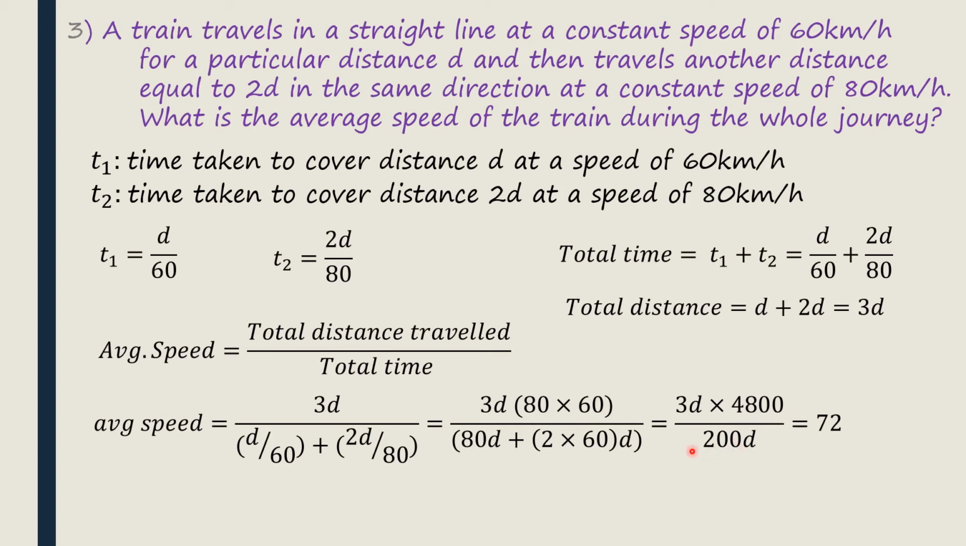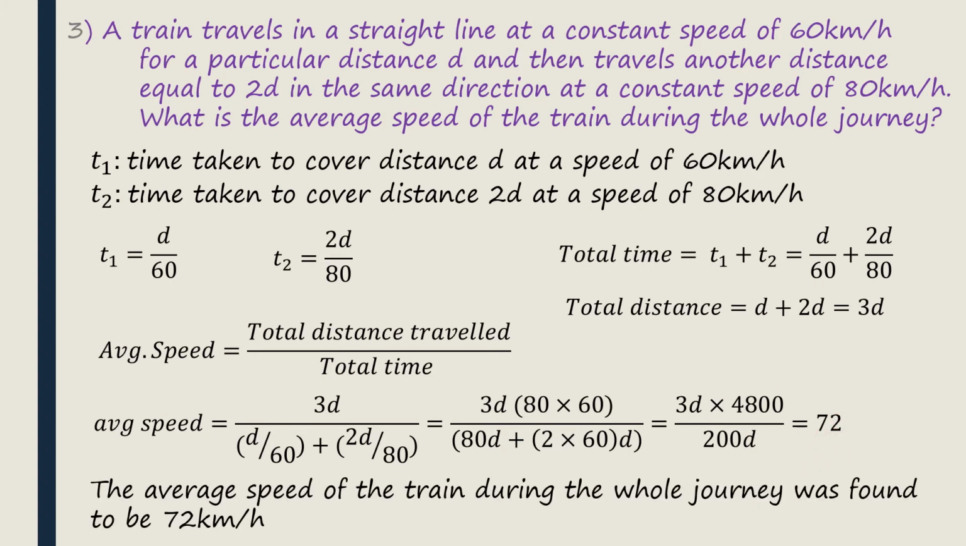So यहाँनिर 3D into 80 into 60 is 4800 divided by, so 80D plus 2 into 60D, your total when we do it, the calculation will come up to 200D. Okay, so D gets cancelled, and 4800 into 3 divided by 200. When we calculate it, it will come to 72. Okay, so therefore from the whole calculation we can say that the average speed of the train during the whole journey was found to be 72 kilometers per hour.